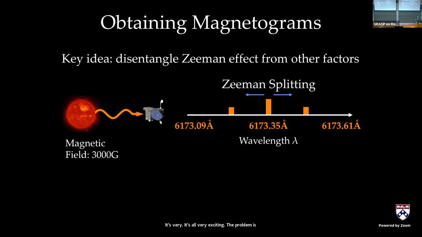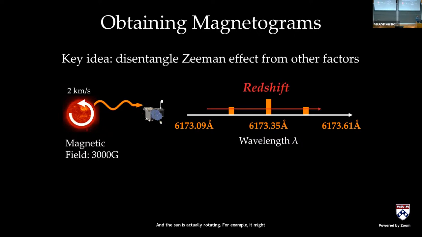The sun is actually rotating. For example, it might be rotating away from you at around 2 kilometers a second. And so what does this cause? This causes redshift, the line shifts over. And you're making these very slight measurements in space, and stuff is moving very fast. So stuff like redshift and the Zeeman effect are very complicated to disentangle. But you can in fact disentangle them and get quite precise measurements.